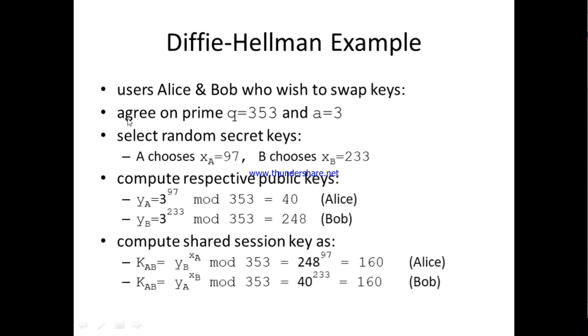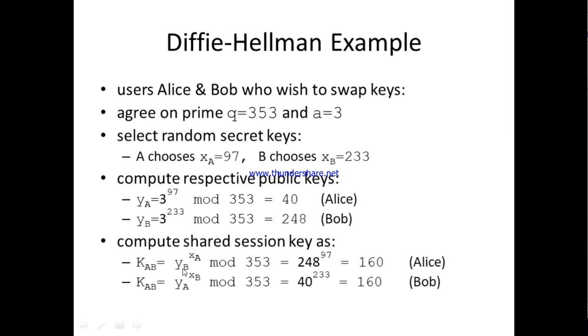So now take a simple example. Q we are taking as 353 and the primitive root of Q is A, which is equal to 3. Then we are choosing XA equal to 97 and XB equal to 233. These are the secrets at A and B, right? And how are they computing the public keys? YA is equal to A power XA, so 3 power 97 mod 353, that is equal to 40, and YB is 3 power 233 mod 353, that is 258. So YA is given to B and YB is given to A.